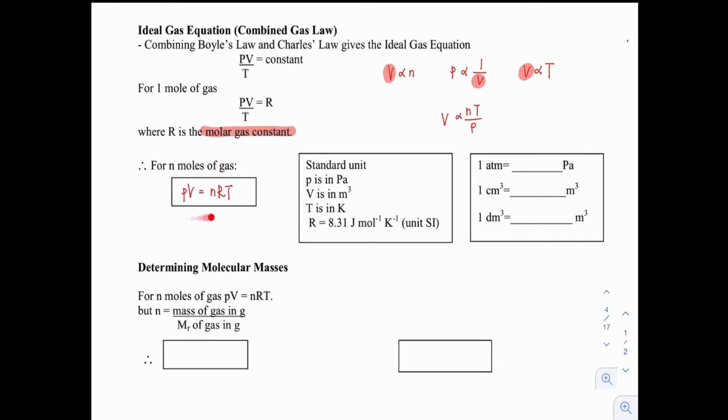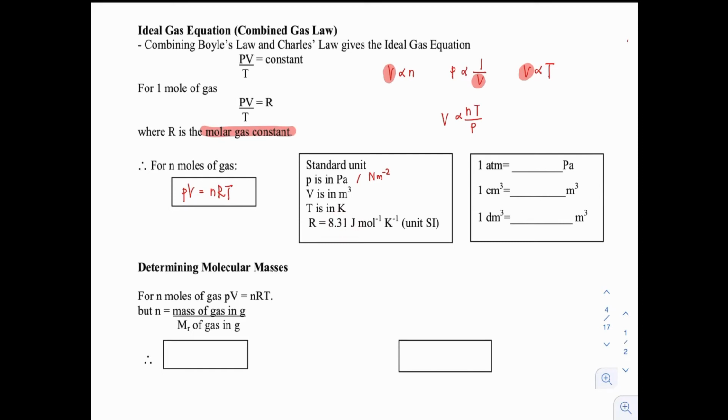In order to calculate any one of these, we must use the standard unit for each of them. The pressure of the gas must be in Pascal, or it could be Newton per meter square. The volume must be in meter cube. The temperature must be in Kelvin, therefore we call this the absolute temperature. R is the gas constant, and it is always constant at 8.31 joule per mole per Kelvin. This value can be obtained from the data booklet.